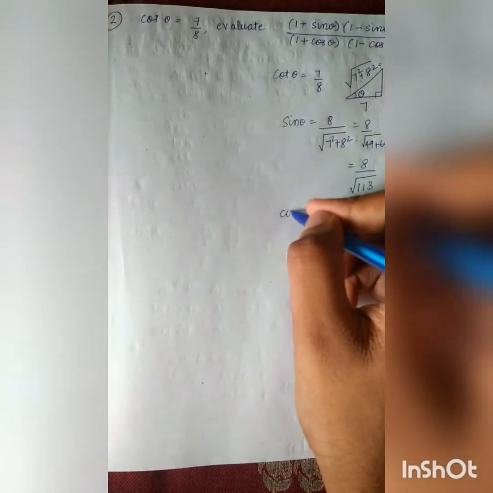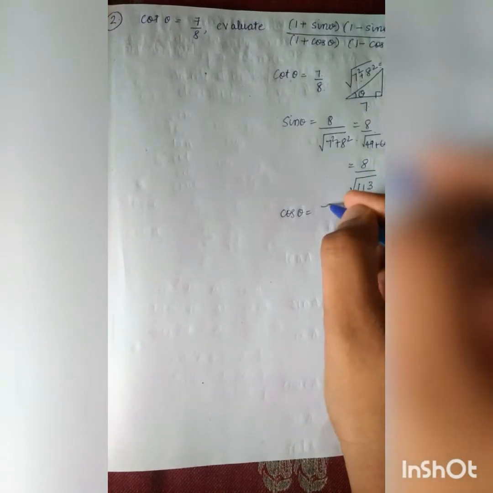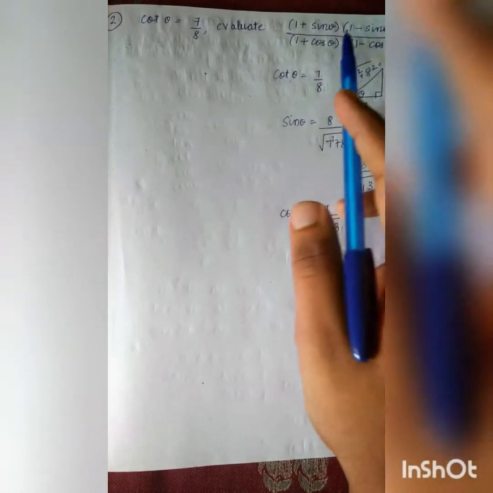So we can write cos theta is equal to base divided by hypotenuse. So cos theta is 7 by root of 113. Now we can put these both values in the problem, so we'll get the answer.